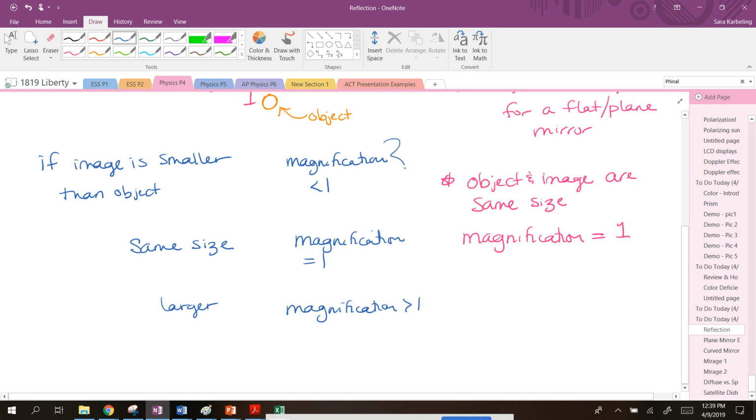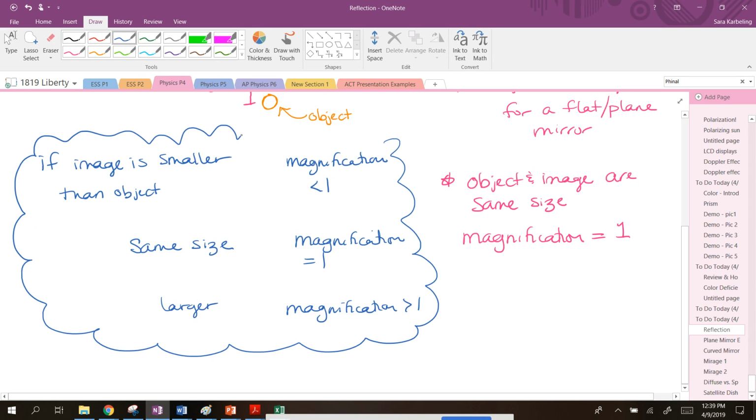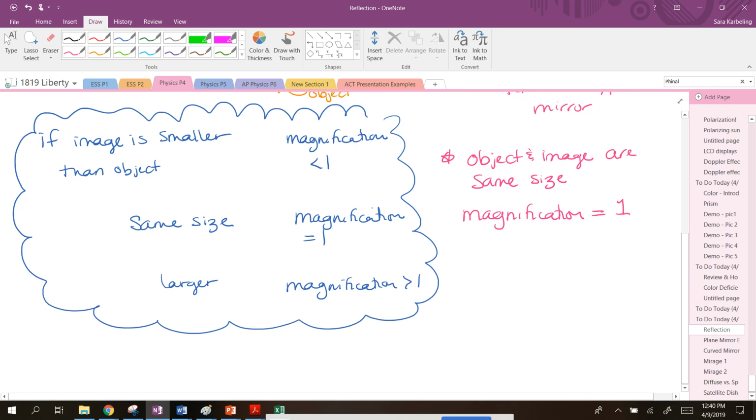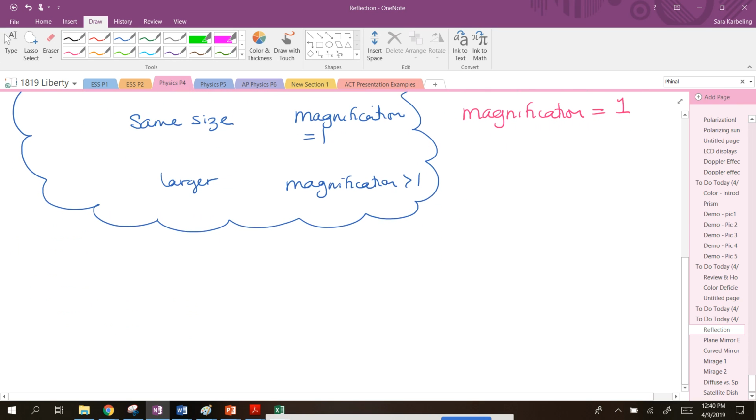But this idea of magnification is pretty important when we're talking about different kinds of mirrors, and we'll get there in a little bit as well. All right, we're going to keep cruising unless there are questions. We doing okay? Okay, can I go ahead and scroll up?